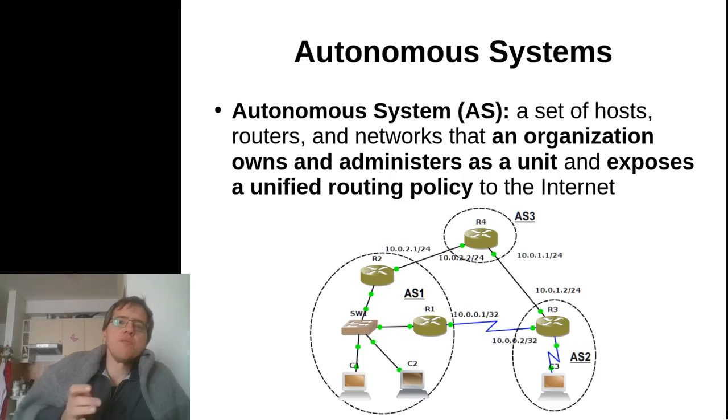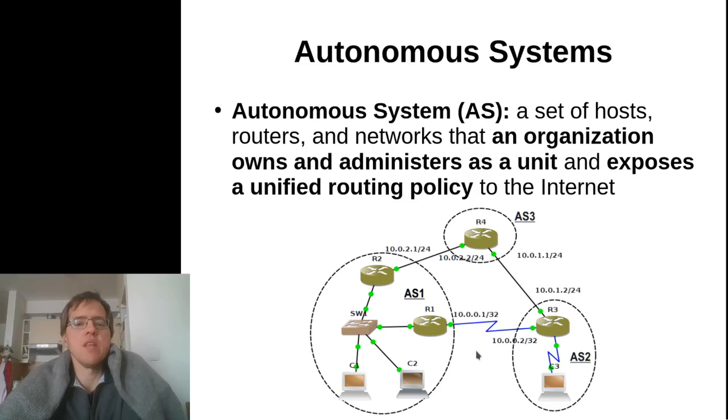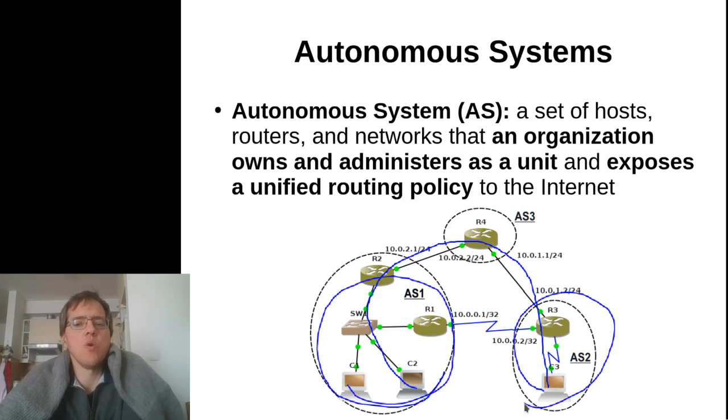So again, a little bit of a repetition from the previous lectures. An autonomous system is a collection of hosts, routers and networks that an organization owns and administers as a unit, and exposes a unified policy to the rest of the internet. We now know that unified policy basically means that whenever traffic from, say, AS1 to AS2 is allowed to flow through AS3's network, then this usually pertains to all the hosts and routers that are located in AS1 and AS2, because these are handled by AS3 as so-called policy units.